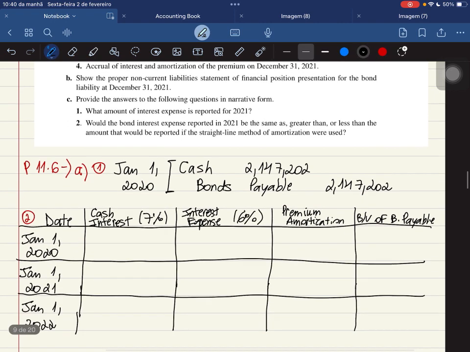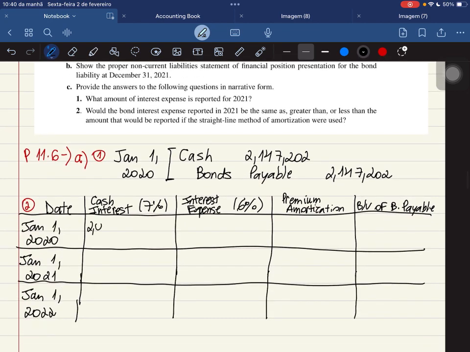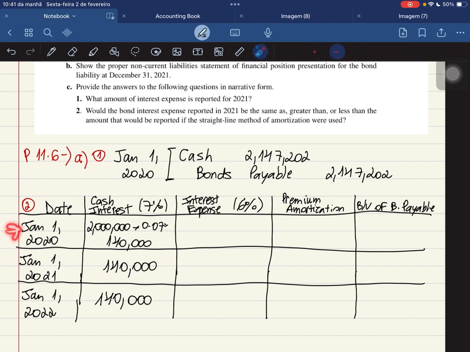Okay, the cash interest is the one that doesn't change. So it's going to be the face value of 2 million times that rate of 7%. That gives us 140,000 for all of the years. This is the rate that was agreed on upon signing the contract. The interest expense is the one that changes, but for this year we actually don't have it, right? Because this is the year that it was issued.